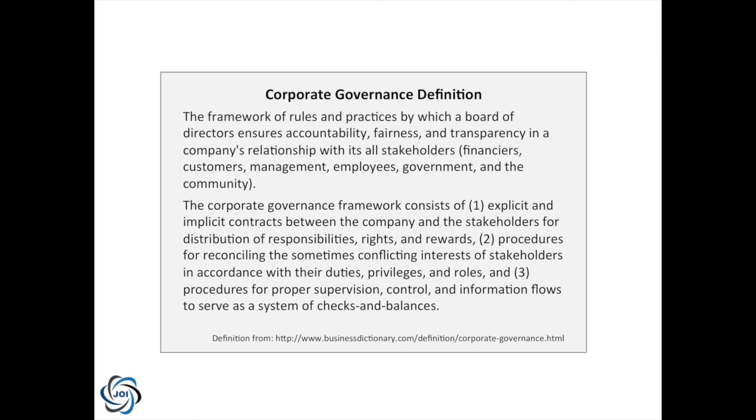Now, early on, I talked about governance, and just to make it clear, I've left a definition in here, so please read that at your leisure.